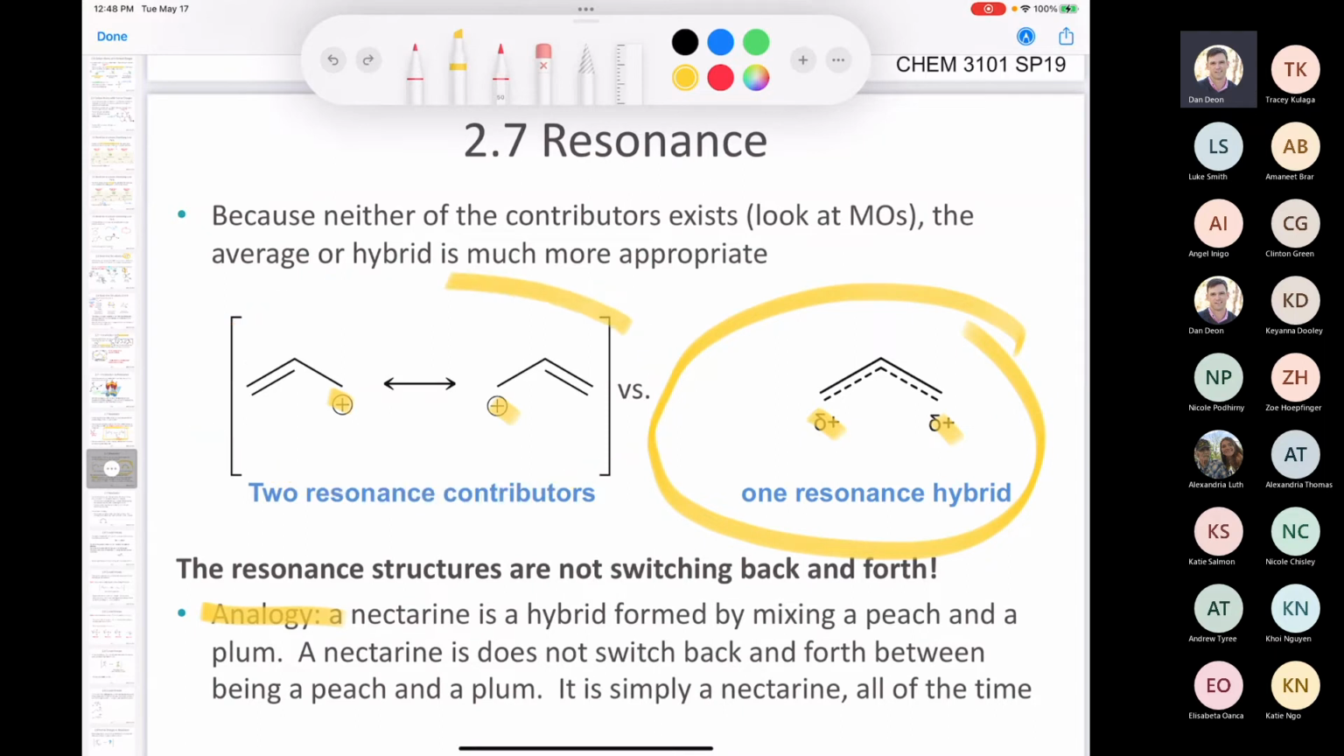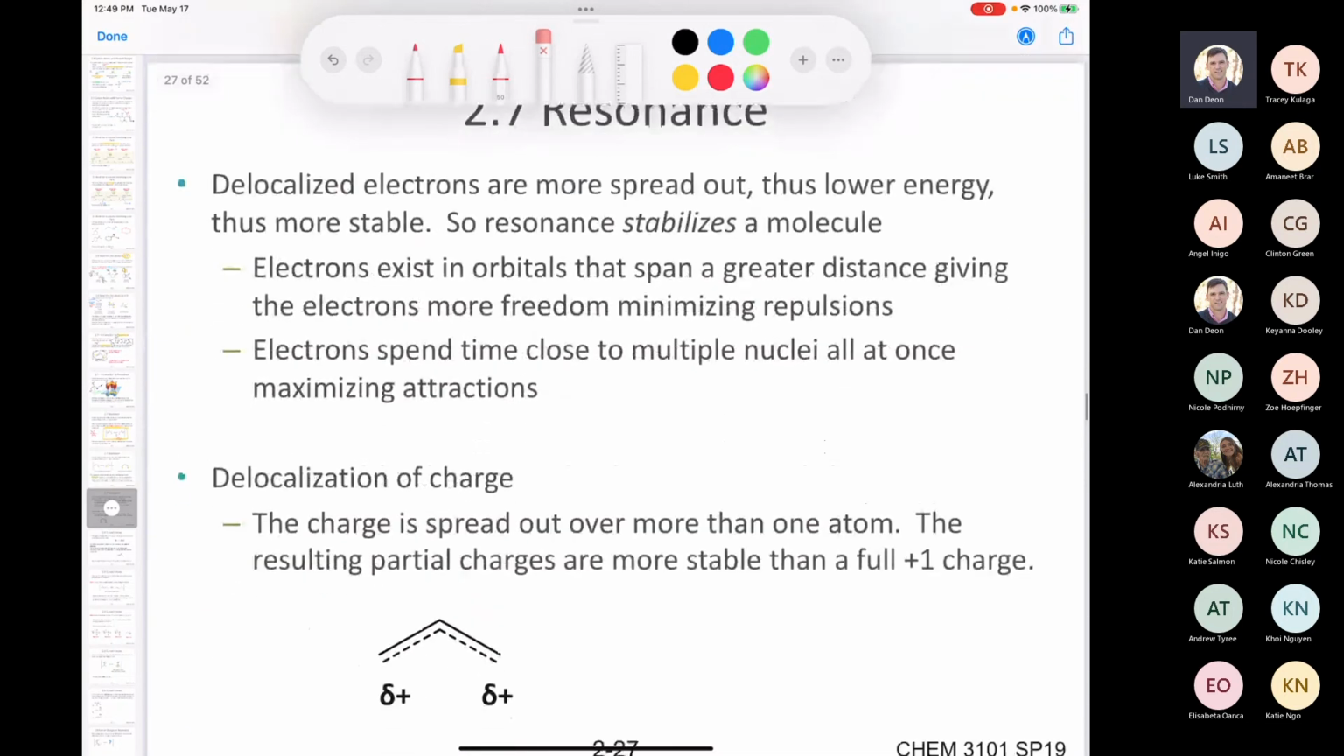Another example would be a mule or a burro. If you cross a donkey and a horse, you get a mule or a burro, which cannot reproduce. You don't look at a mule and one minute it's a horse and one minute it's a donkey. It's just a mule. But it is a mixture or a hybrid of those two things. And that's what a resonance structure is.